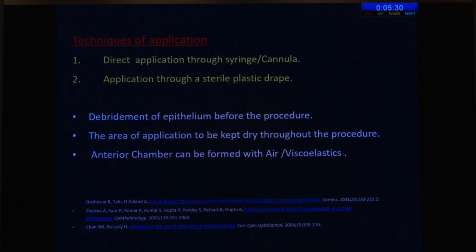Two very important points have to be kept in mind: debridement of adjacent epithelium has to be done, and the area of application has to be kept dry throughout the procedure so that the glue holds well. The anterior chamber, whenever required, can be formed with air or viscoelastics. Especially it is useful in cases where the aqueous keeps oozing out and we are not able to apply the glue. In such cases, we can just put an air bubble into the AC, which helps to temporarily block the aqueous oozing, and then we can go ahead with the glue application.